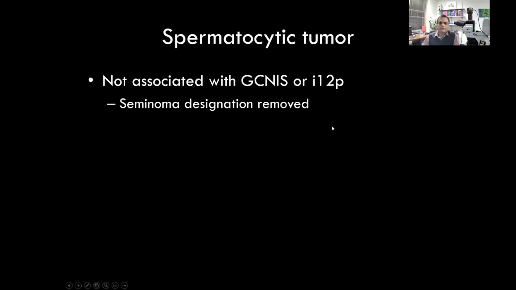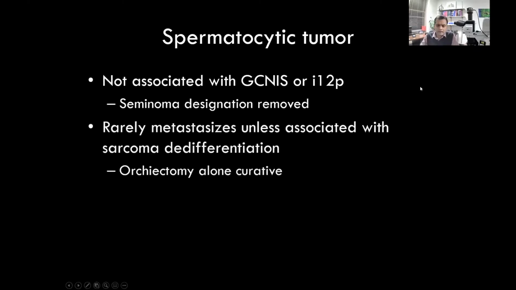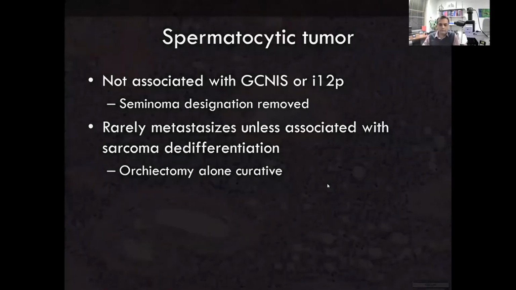So the spermatocytic tumor, as I was saying, the seminoma designation has been removed. So this also means that we no longer have to call our usual seminoma classic seminoma, because there is no non-classical seminoma because this entity is gone. And as I said, this rarely metastasizes unless it has sarcomatoid dedifferentiation. That happens very, very rarely in these spermatocytic tumors. So that's the only situation in which they behave in a malignant fashion. And in most cases, orchiectomy alone is curative.